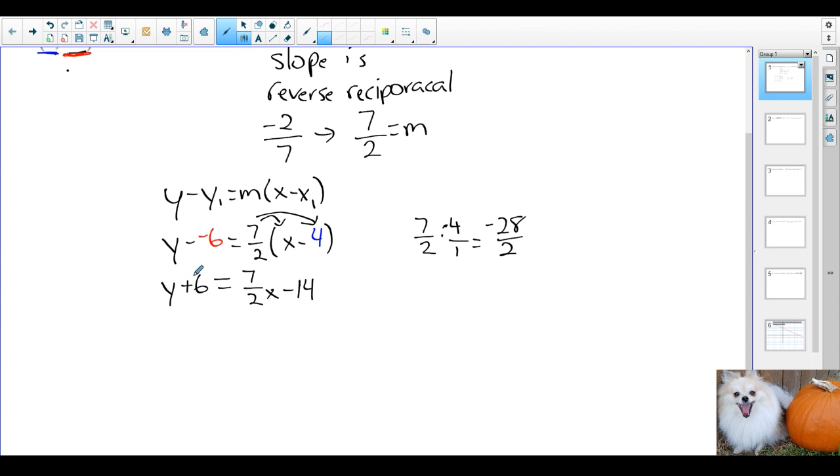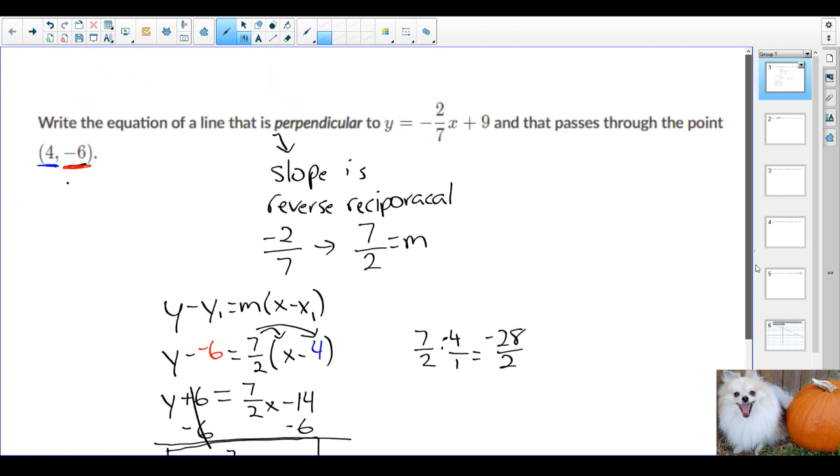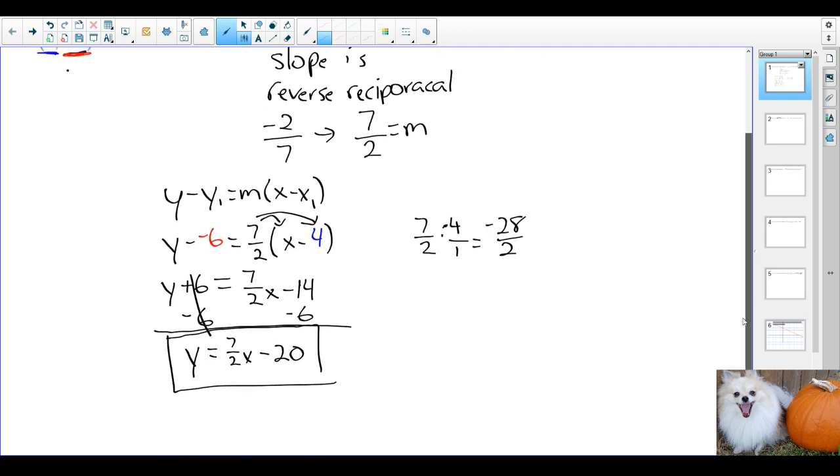All right, so we distributed. Now we got to get y by itself. So I'm going to subtract 6 from both sides. Whoop. This cancels out. So we end up with y equals 7/2 x, -14 minus 6 more is -20. And there is our equation. So if you graph this line, it would be perpendicular to this original line, and it would also, at some point, go through (4, -6). Piece of cake.